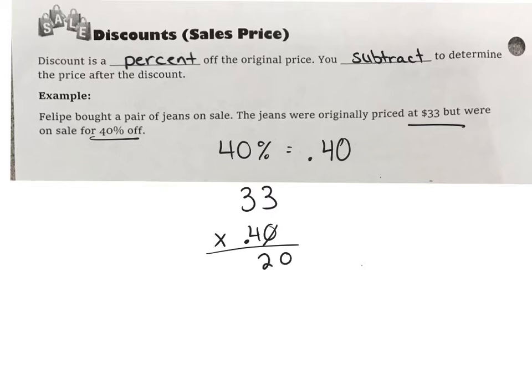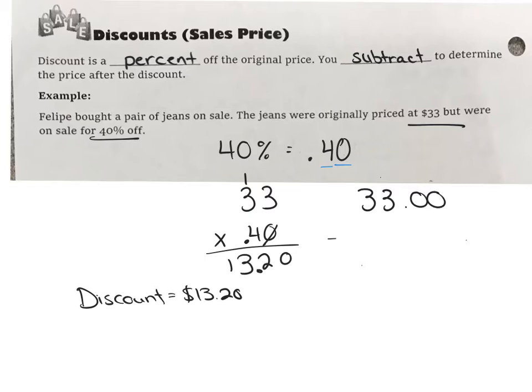4 times 3 is 12. 4 times 3 is 12, plus that 1 is 13. You have 2 numbers after the decimal, so you have 2. So the discount is $13.20. But the sales price is going to be the $33 minus $13.20.